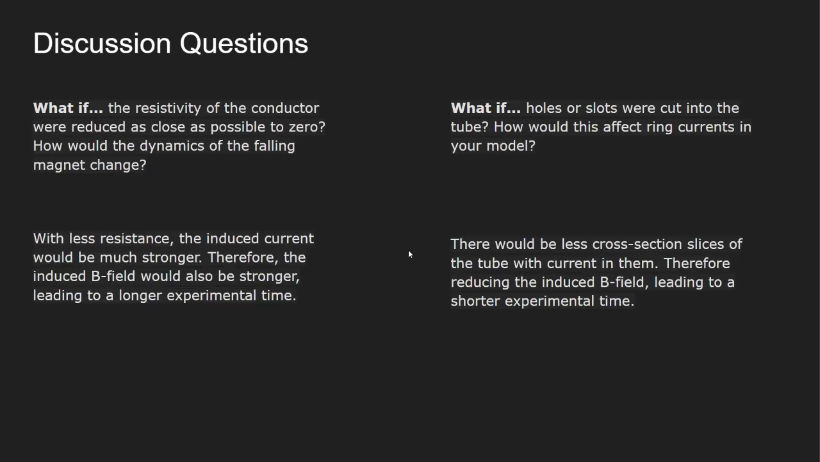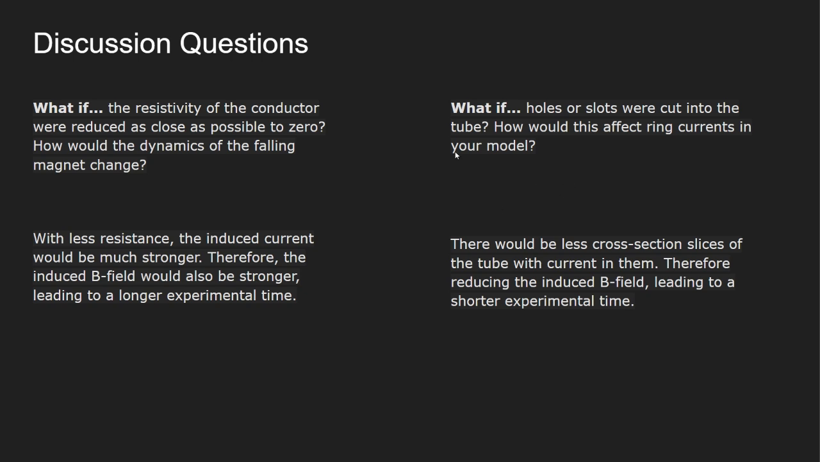And lastly, some wrap-up discussion questions. What if the resistivity of the conductor were reduced as close as possible to 0? What this means is that in the equation EMF equals RI, the current would have to be much stronger if the resistance went down. And with a stronger current, your induced B field would be stronger, which means there would be more force on the magnet, and it would take more time to drop.